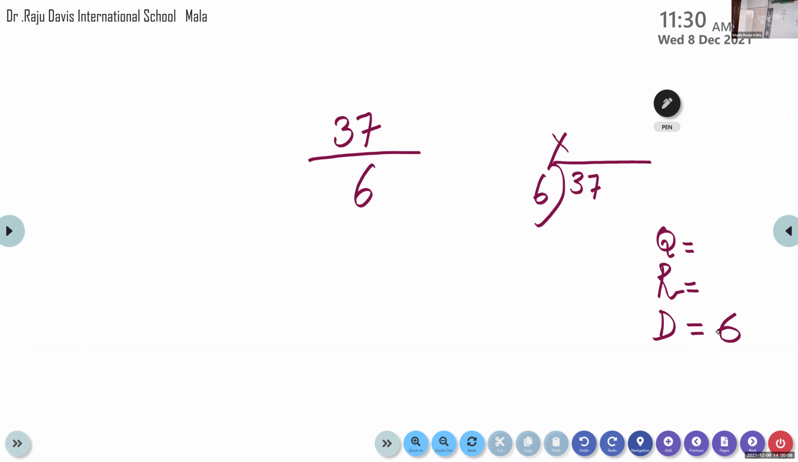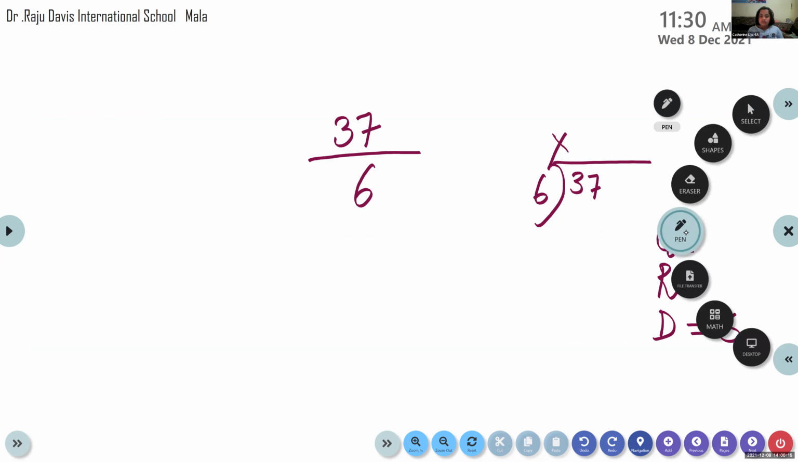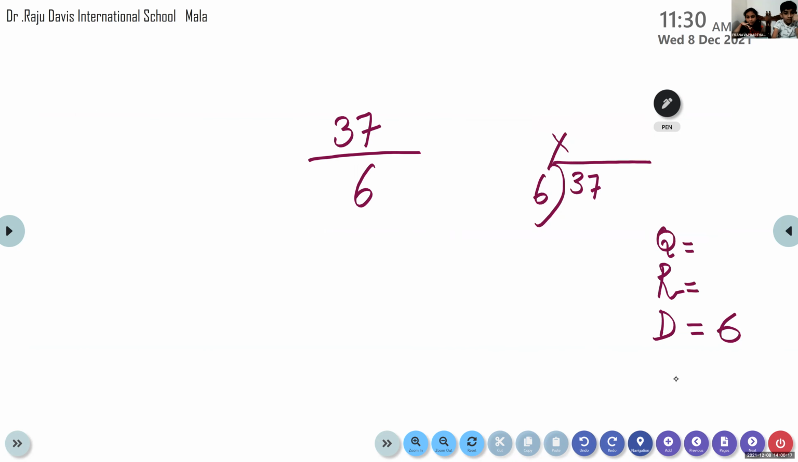Have you completed, children? How many times? 6 times. 6 sixes are 36. What is the remainder here? 1. So you can write here the quotient is 6 and the remainder is 1.